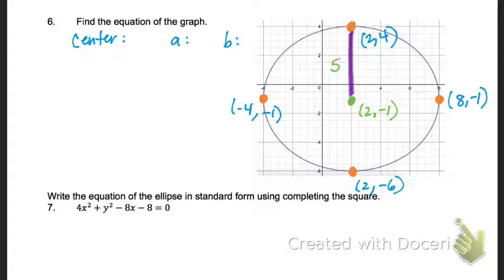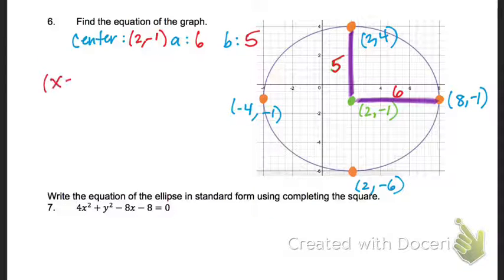5. And then the distance from the center to the point on the right or the point on the left, it doesn't matter, is what? 6. So it's bigger horizontally, so it's a horizontal ellipse. We've got 5 and we've got 6. So the center is at 2, negative 1. A is 6, B is 5.